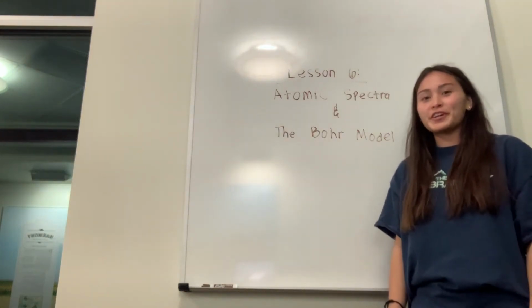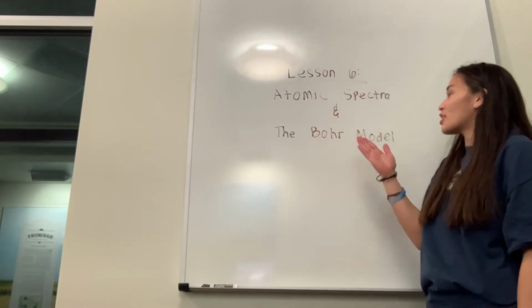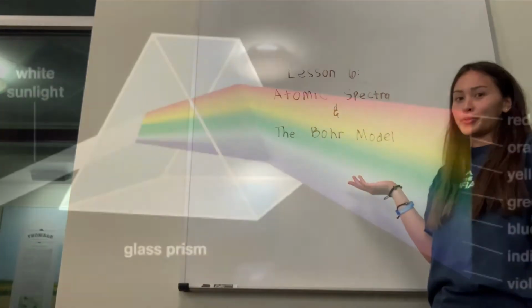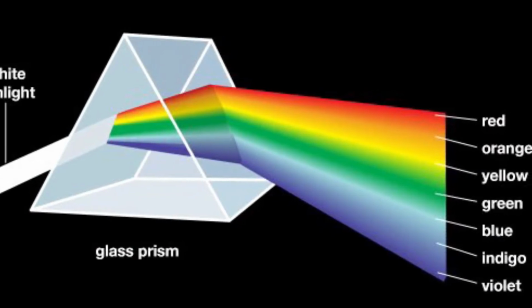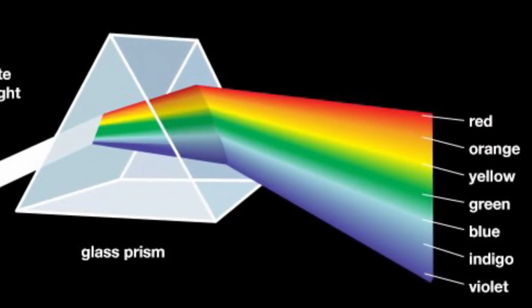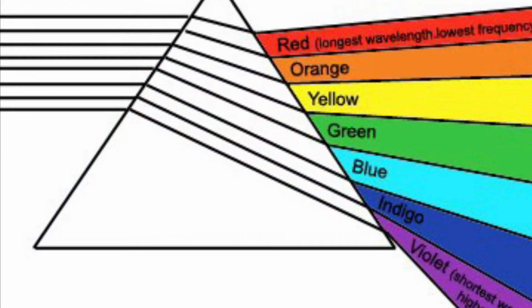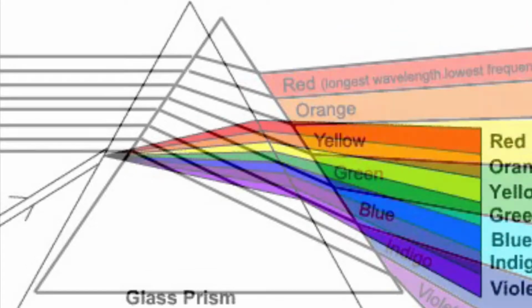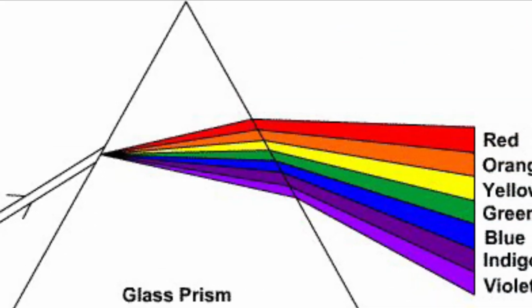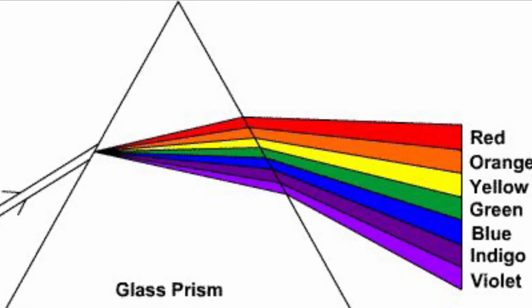My name is Covington, and my review today is going to be on Lesson 6, which was the atomic spectra and the Bohr model. The first thing to note is that anytime white light, for example the sunlight, goes through a glass prism, it creates a continuous spectrum of color, which looks like the rainbow. Here we can see all the colors from red, orange, yellow, green, blue, indigo, and violet.